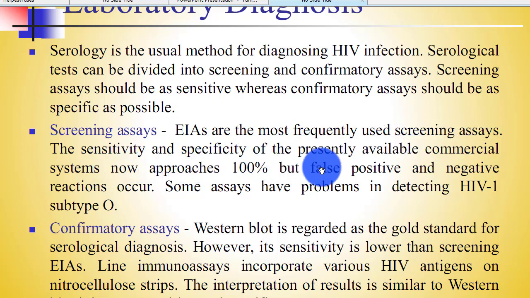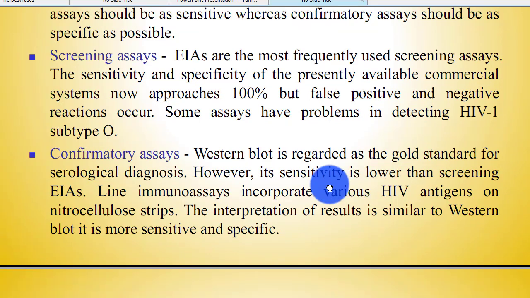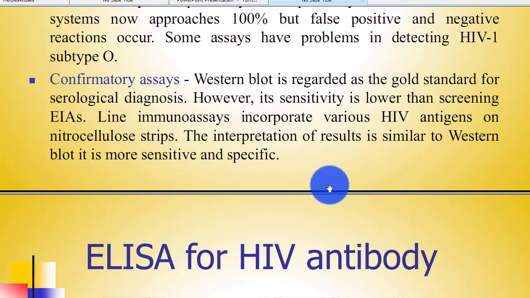Sensitivity and specificity of the presently available commercial systems now approach 100%, but both false positive and false negative reactions occur. Some assays have problems in detecting HIV-1 subtypes. For confirmatory assays, Western blot is regarded as the gold standard for serological diagnosis. However, its sensitivity is lower than screening EIA.